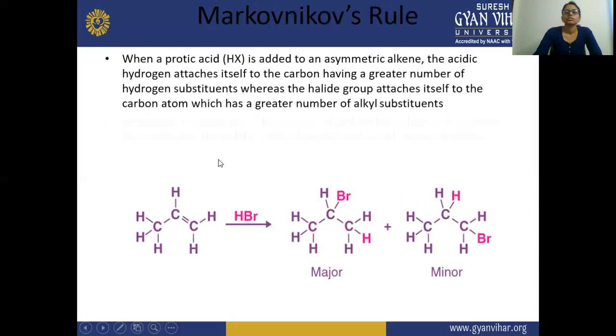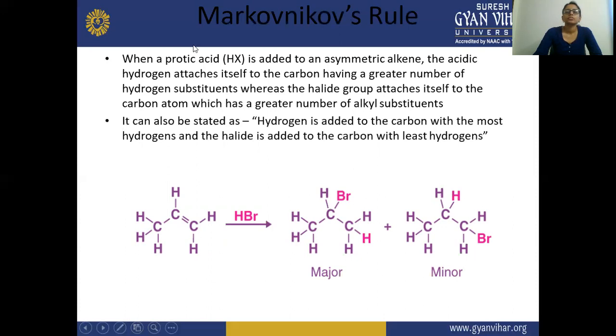Next is your Markovnikov rule. In your Markovnikov rule, a protic acid, this is your protic acid because it contains hydrogen, is added to an asymmetric alkene. The acidic hydrogen attaches itself to the carbon having a greater number of hydrogen substituents, whereas the halide group attaches itself to the carbon atom which has a greater number of alkyl substituents.